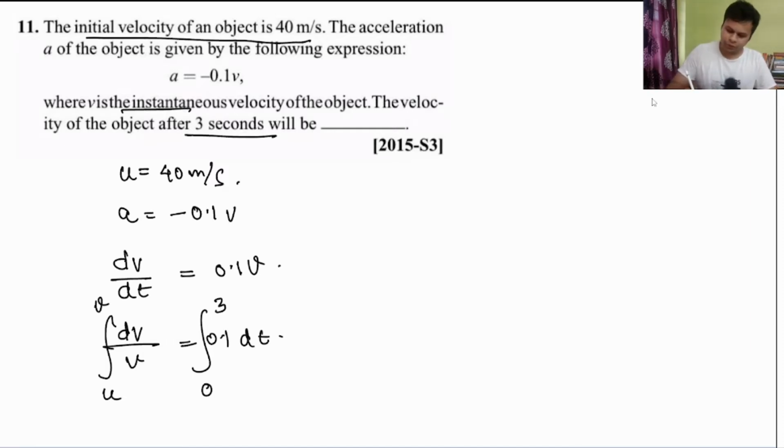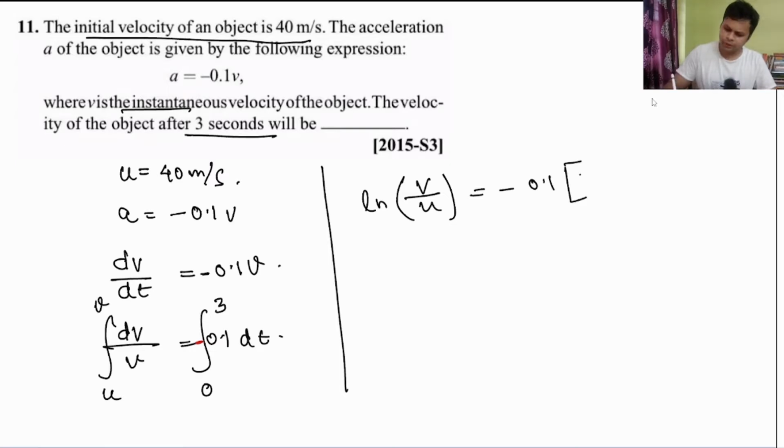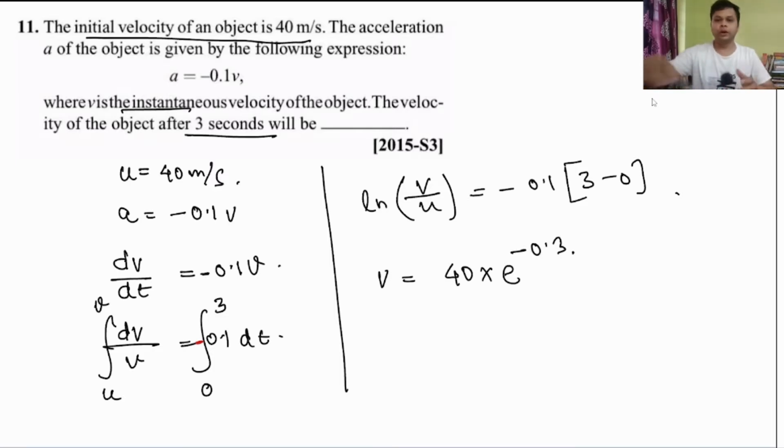So if you solve this, you will get ln v by u is equal to, this one is minus, so there will be a minus sign here, so this is equal to minus 0.1 times 3 minus 0. So if you solve this, you will get the value of v as u, where u is nothing else but 40, into e to the power minus 0.3. So let us calculate it.